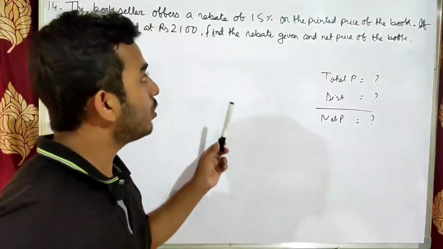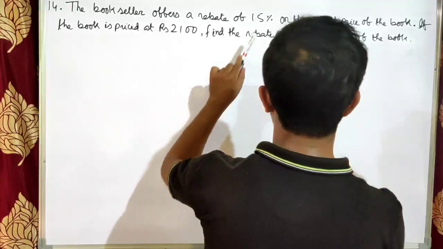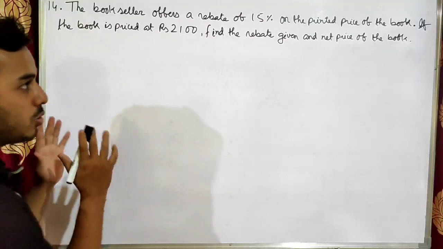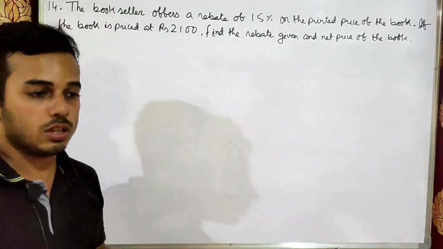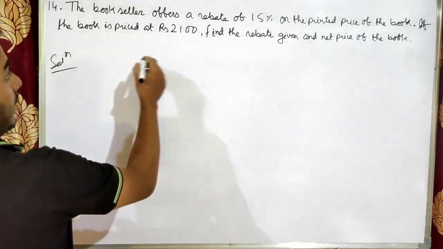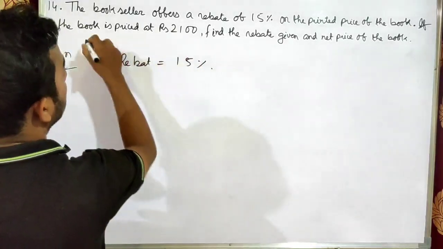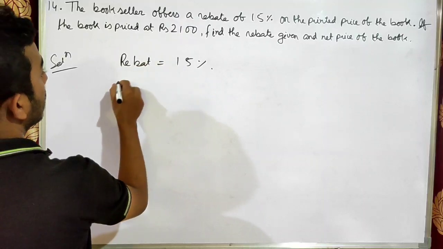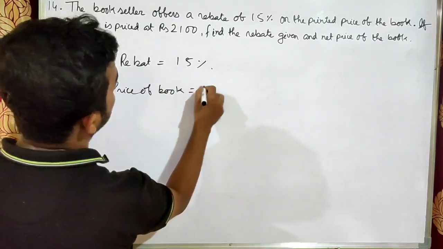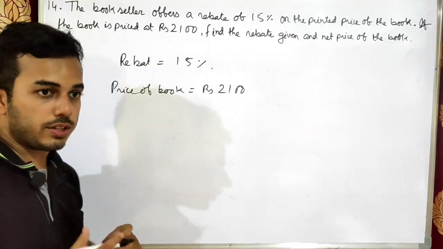So here also our total price is 2100, and there we also have a discount, that is, a rebate. So let me show you the solution, and you can solve it yourself also. We write solution: rebate equals 15%, price of book equals rupees 2100. So now let us find out the rebate amount.